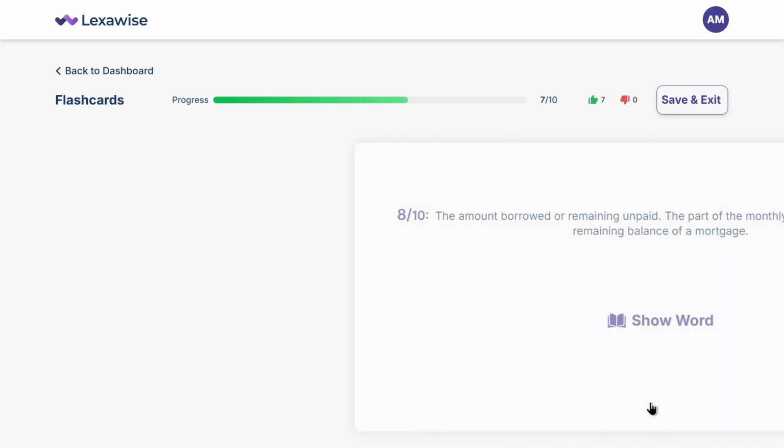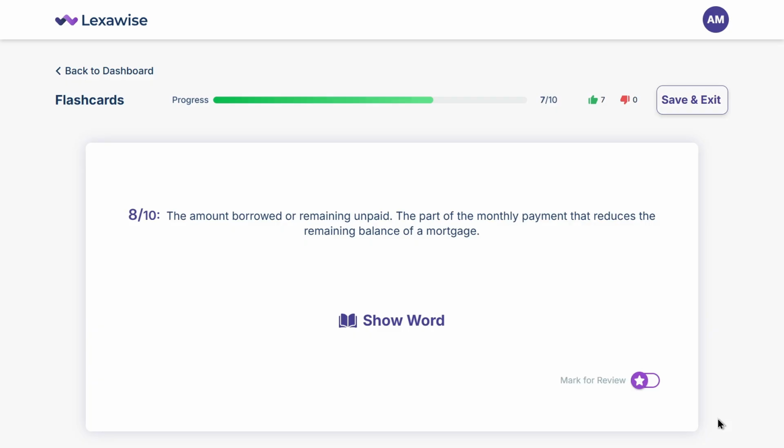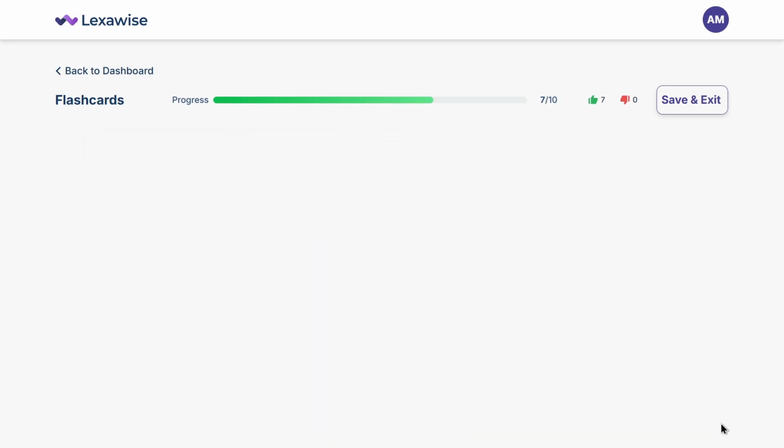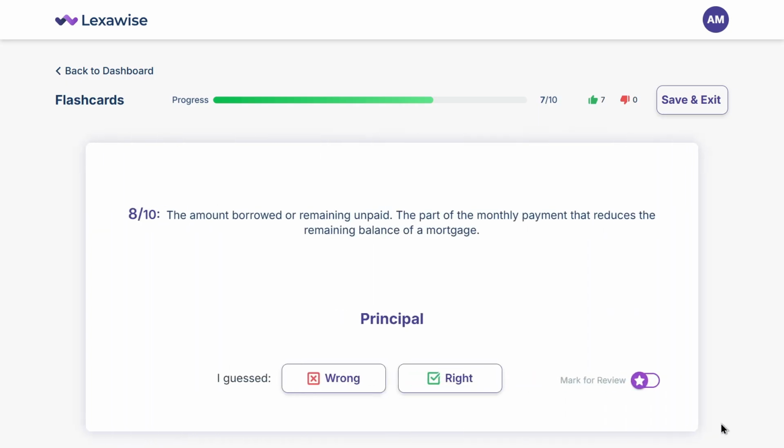Now, this one, the amount borrowed or remaining unpaid, the part of the monthly payment that reduces the remaining balance of a mortgage. All right, think about this. Got it? Principal. Principal is the amount of money borrowed or still unpaid on a mortgage. For example, if you took out a $250,000 mortgage and have paid $50,000 toward it, your remaining principal is $200,000. Each monthly payment reduces the principal little by little.